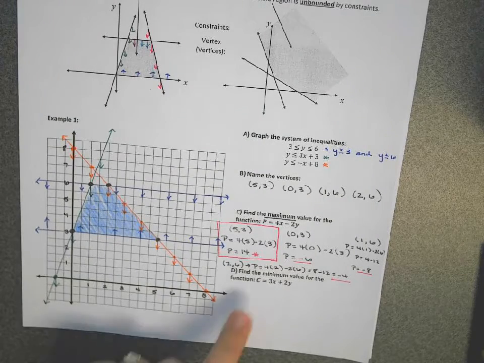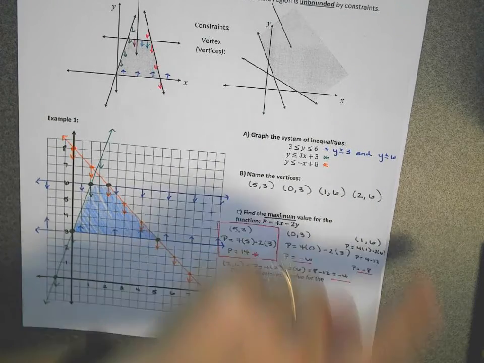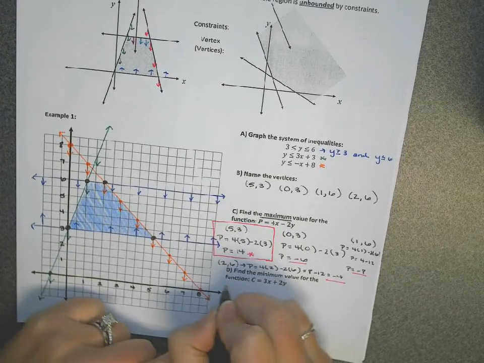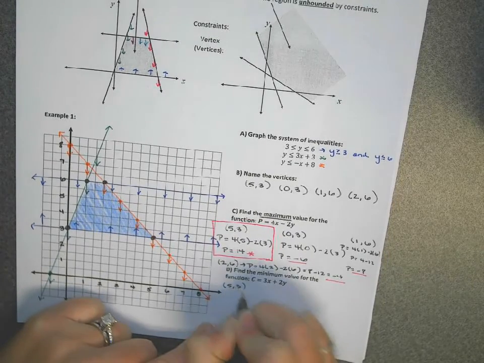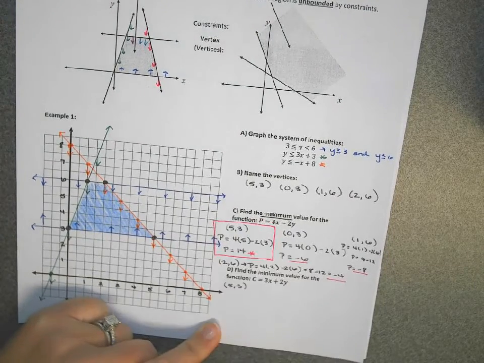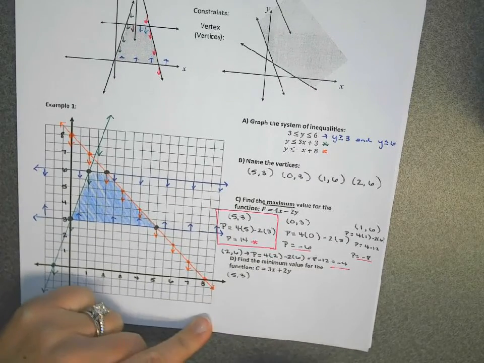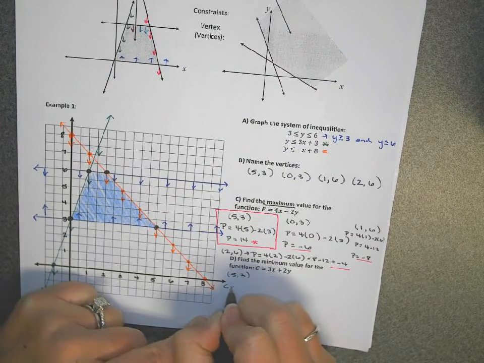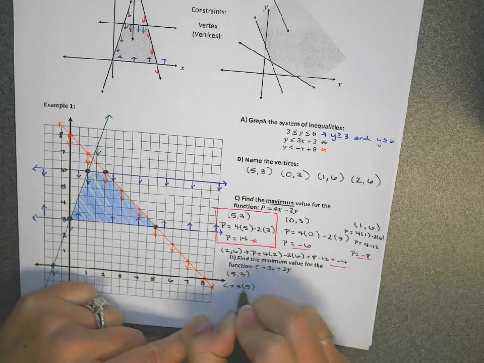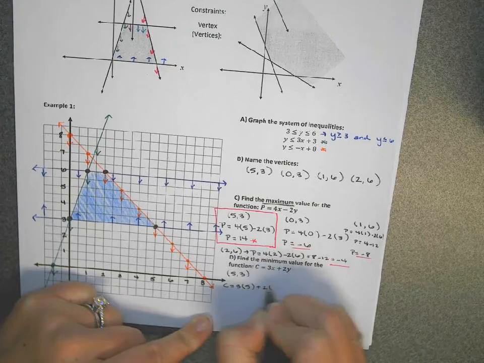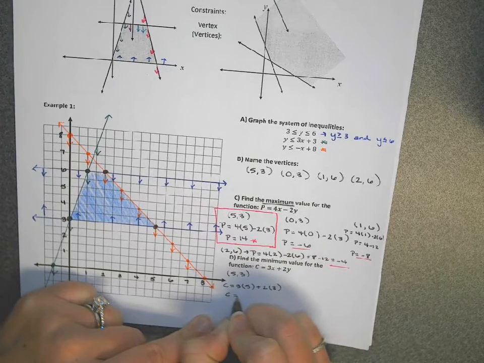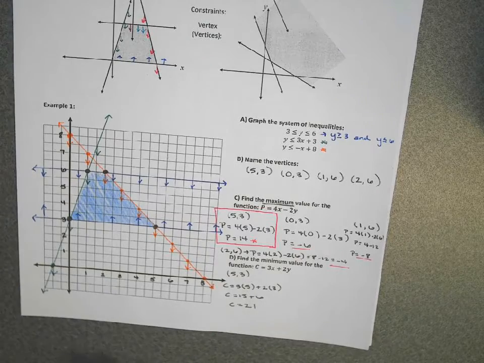Okay, so for our cost, we have to do the same thing. We're going to plug in each of the vertices. We're going to plug in 5, 3. Now notice that the equation is different, so we have no idea which one it will be. So 3 times 5 plus 2 times our y value, which is 3. So the cost for that one is 21.